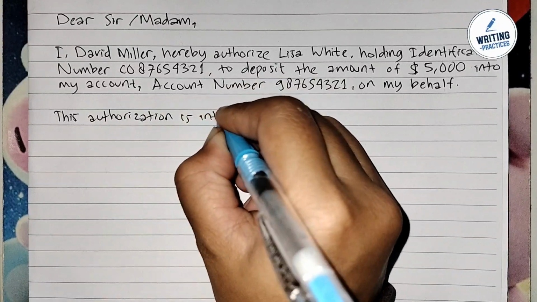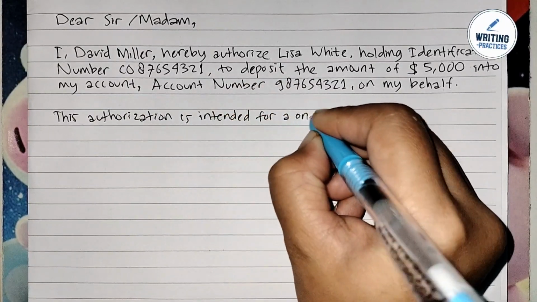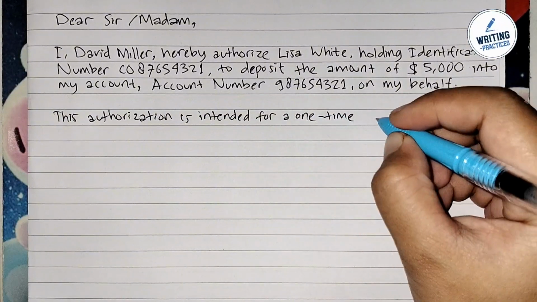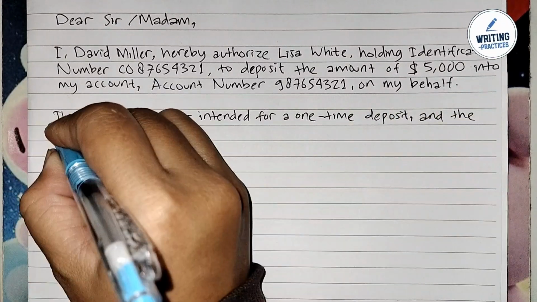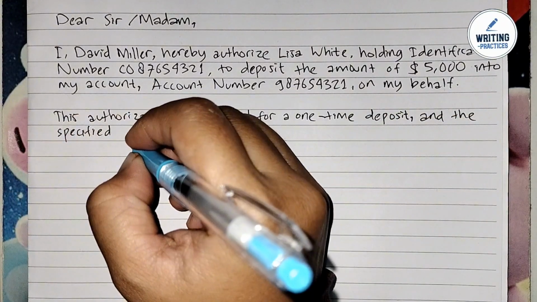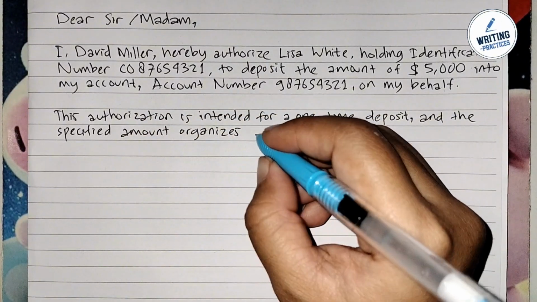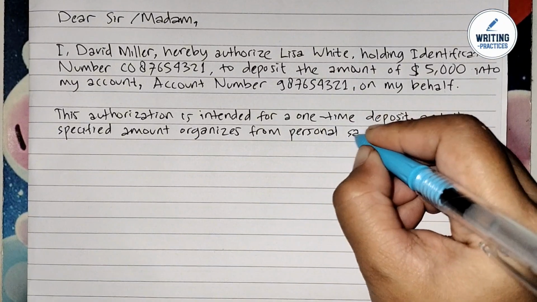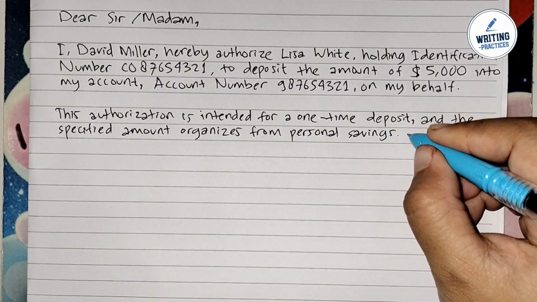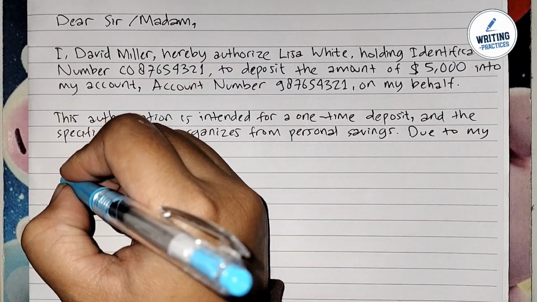In the second paragraph, now you give details and context for authorization. Of course, it is a must that you write the scope of authorization. Here, you need to clarify that this authorization is a one-time deposit. Besides that, write also the source of funds. This is important because it indicates where the money is coming from, for example as personal savings. And here is an example of how you write it. This authorization is intended for a one-time deposit, and the specified amount originates from personal savings.